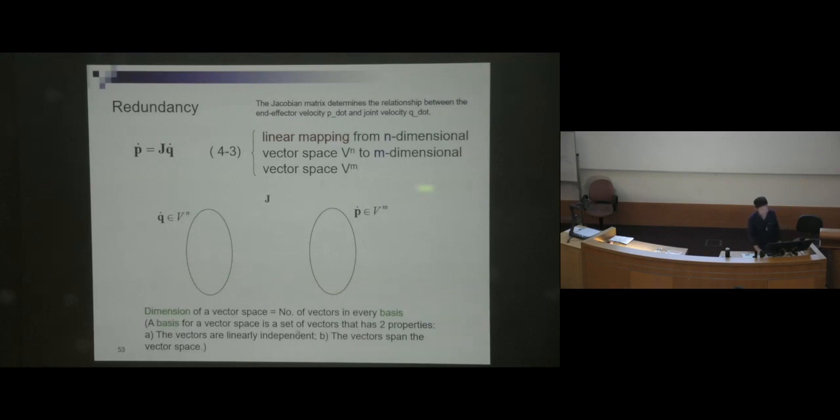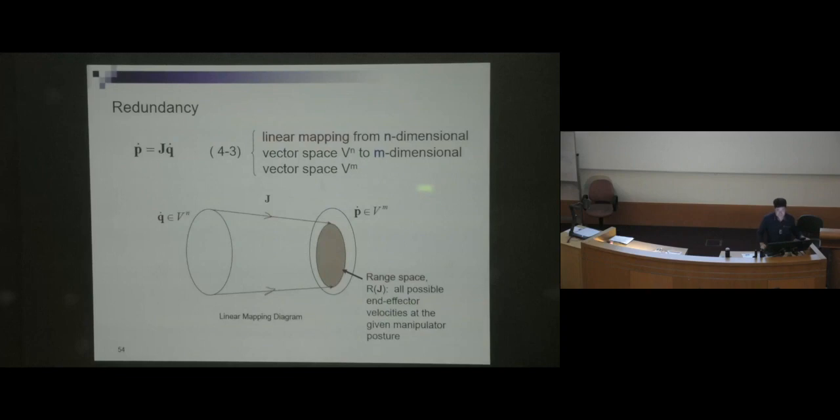When we talk about the dimension of a vector space, we actually refer to the number of vectors in every basis. A basis is a set of vectors that have two properties: the vectors are linearly independent, and the vectors span the vector space. In our context, the p dot here refers to the end effector and the q dot here refers to the joint. So this is the joint space, this is the end effector space, your q dot and p dot. So this is the mapping diagram.